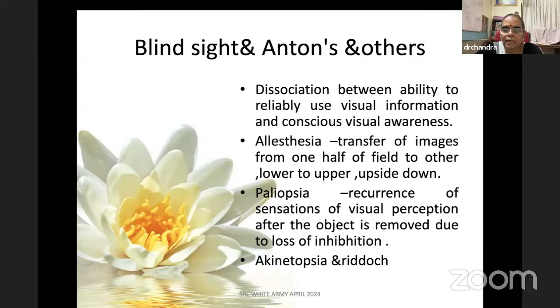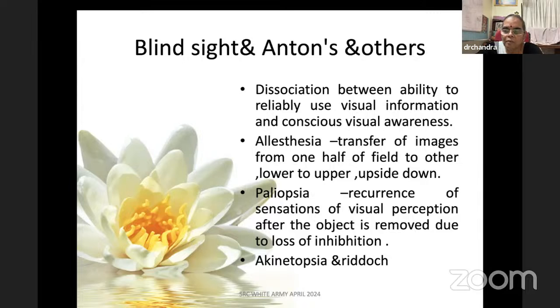As I said, there is a column that recognizes the spatial localization. So an object which is on the right side will be perceived a little more right or a little more left. That is spatial dislocation of the seen object. That is allesthesia. What is palinopsia?